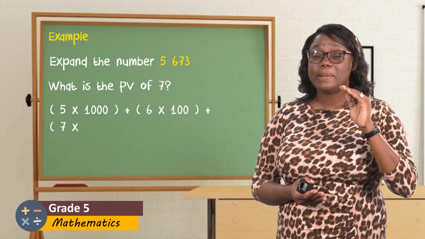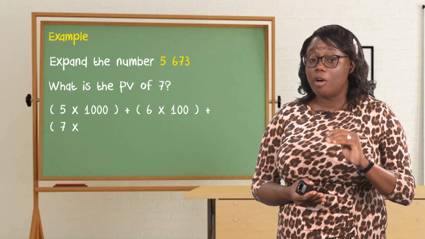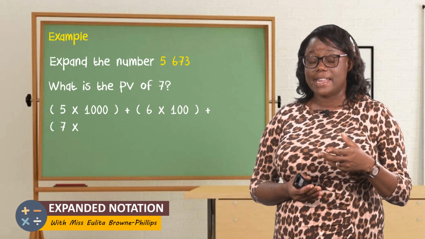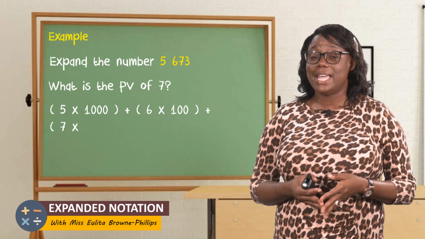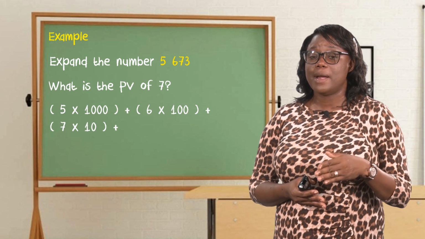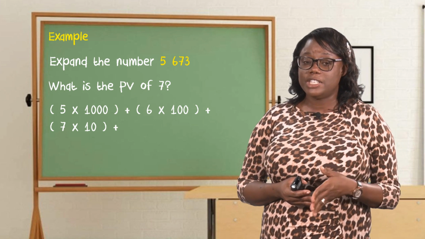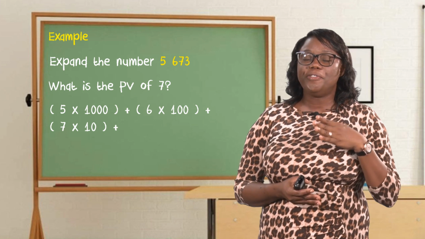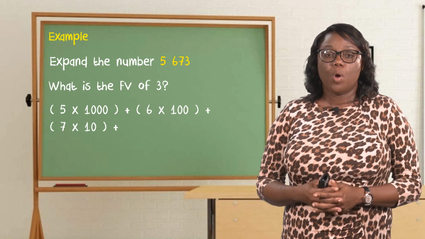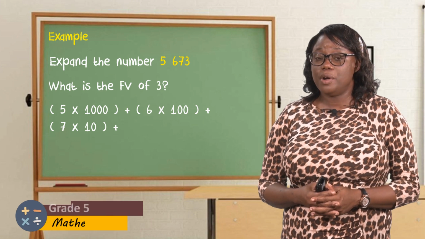What is the place value of the 7? What is the position of the 7? Yes, boys and girls, tens. So we place our 10 in our bracket, close brackets, put our addition sign. And the final digit for this number, boys and girls, what is the face value of the 3?